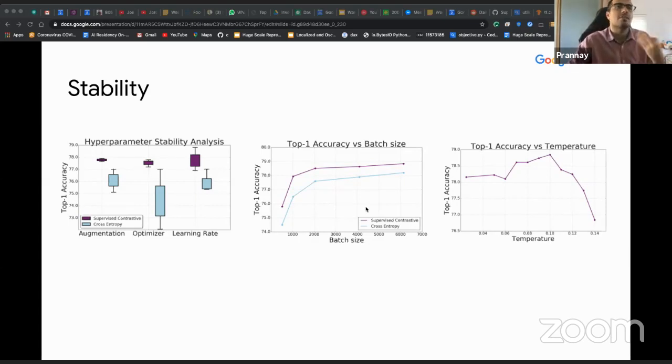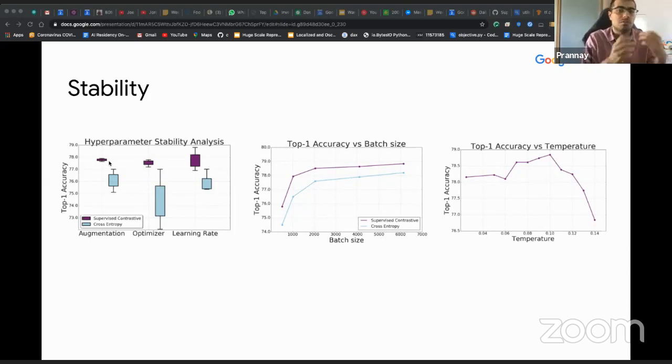No, the answer is that even at lower batch sizes, we do better. And this is like a 256 batch size, a 512 batch size, which you don't need TPUs or anything to train with. And we also experimented with various augmentation schemes. So we have much lesser variation in performance with augmentations. You can change all sorts of augmentations.